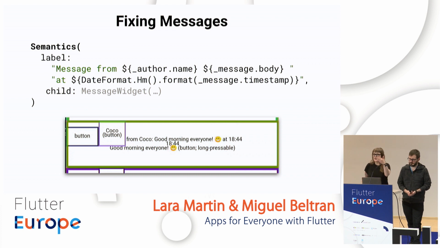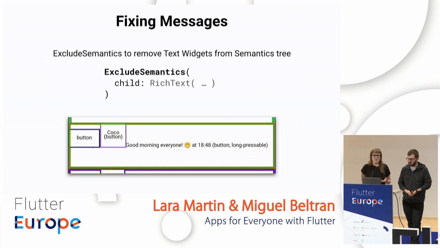The thing is that we added a label, and the screen reader is reading the label, and then also the text on the widget. We need to ignore the text on the widget because we already have the more complex label. Can we do that? We can. We can use the exclude semantics widget, so we can remove widgets in our messages, for example. Here we use the exclude semantics widget to remove the text widget from the semantics, leaving only the label. This way, the screen reader will only read the label.